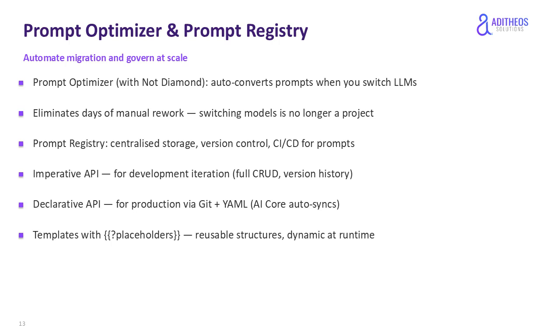When you select a new LLM in SAP's Generative AI Hub, it automatically converts all existing prompts into optimized versions for the new model using public performance benchmarks. Switching models is no longer a project, it's a configuration change.